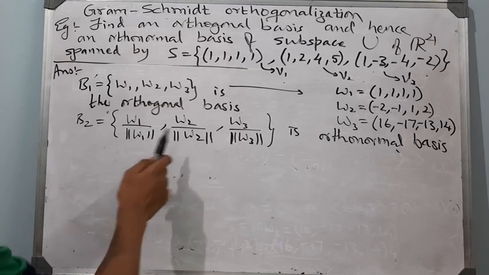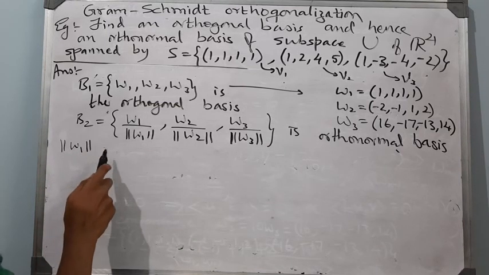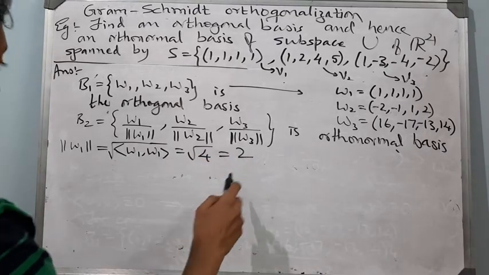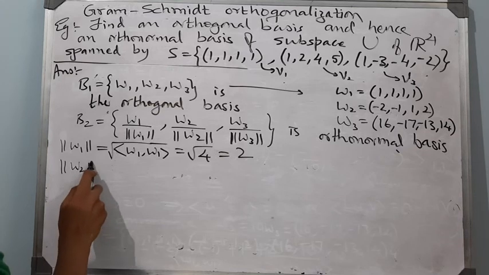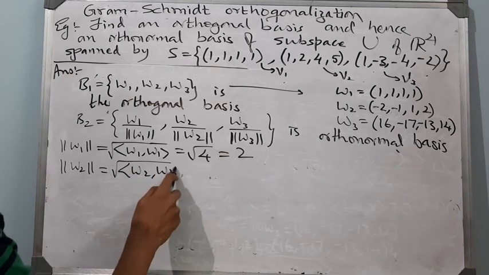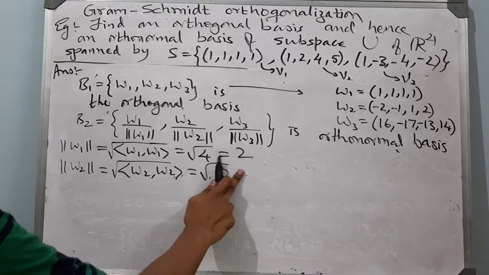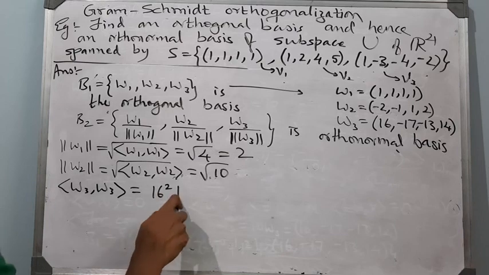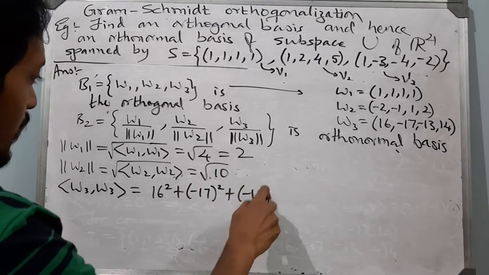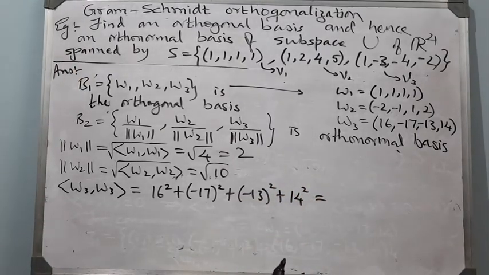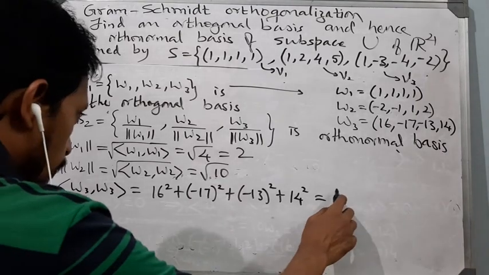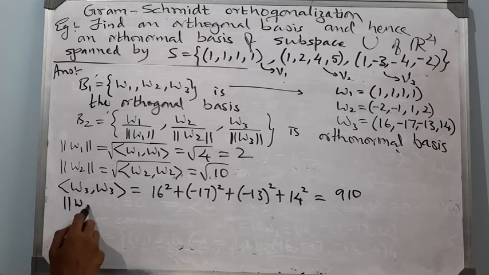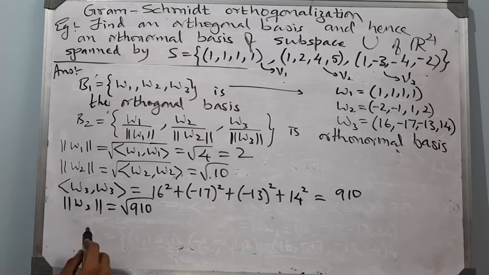Therefore, the norm of W1 will be the square root of the inner product of W1 with itself, which is the square root of 4, that is 2. Similarly, the inner product of W2 with itself is 10. Now, the inner product of W3 with W3 is 16 squared plus minus 17 squared plus minus 13 squared plus 14 squared, which turns out to be 910. So the norm of W3 is root of 910.